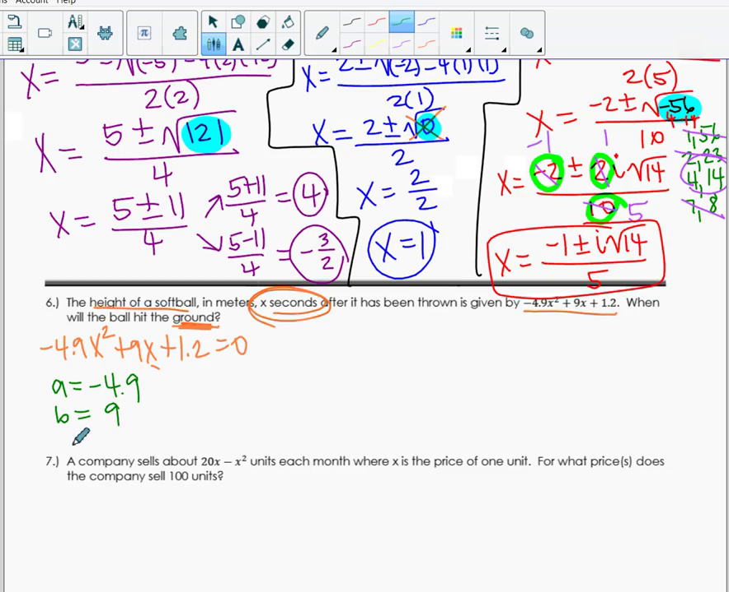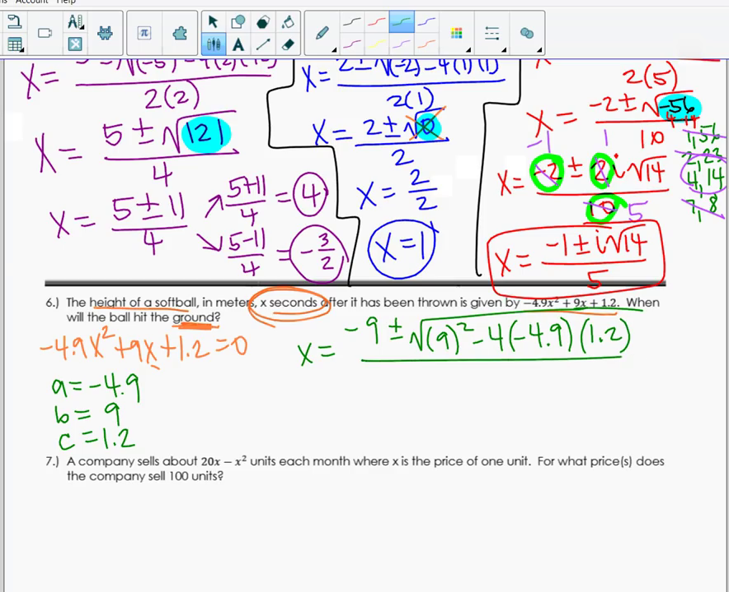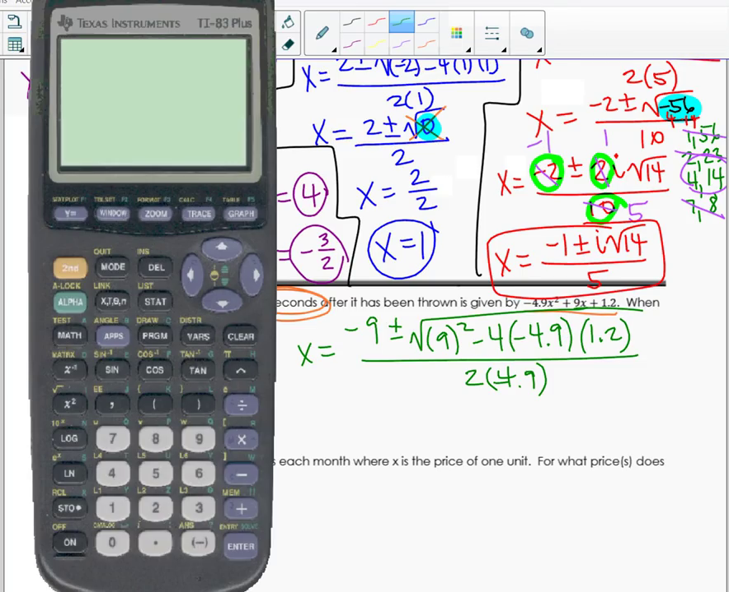Your b value is 9, and your c value is 1.2. So you have x equals the opposite of b plus or minus the square root of b squared minus 4 times a, which is negative 4.9, times c, which is 1.2, all over 2 times a, which is negative 4.9. Okay, sorry, that got a little sloppy. Let's do our discriminant first.